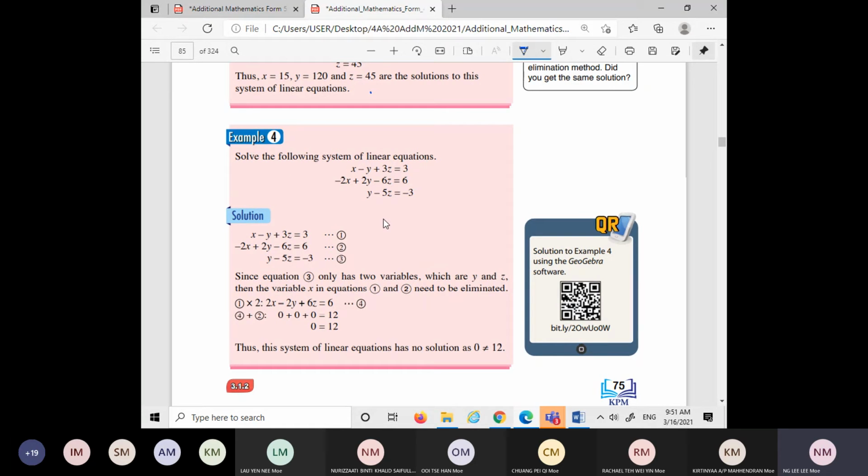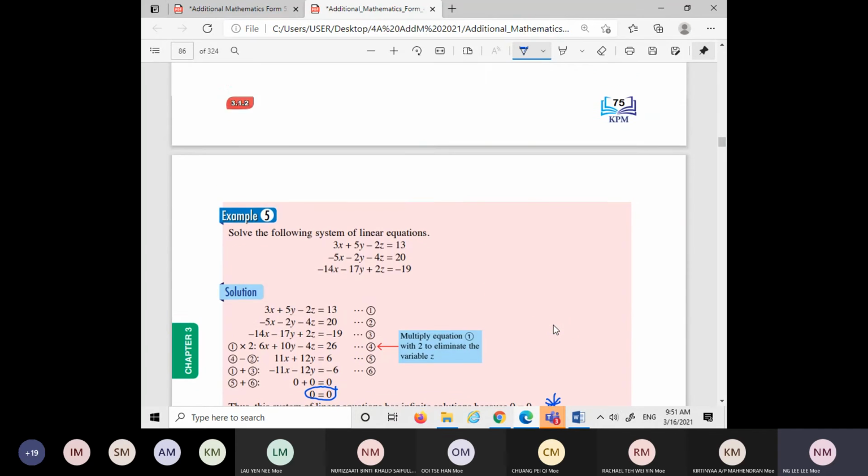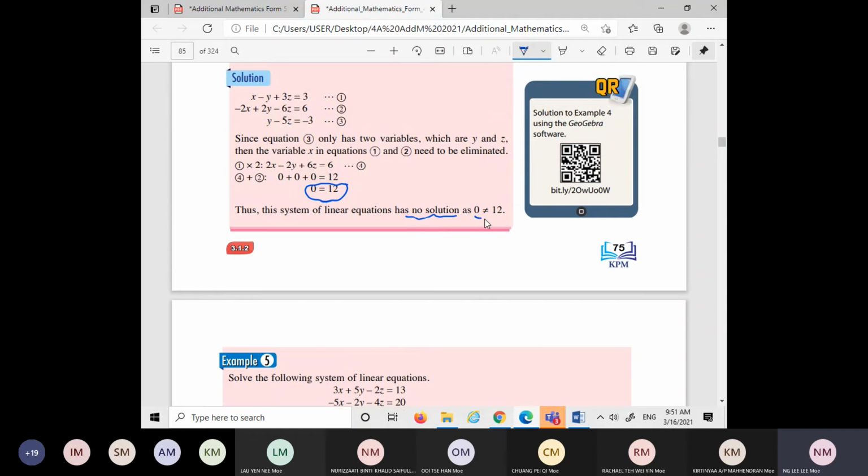So we look at example 4. This one has no solution. When you do it and you get something like this, then the answer is no solution, because 0 cannot be equal to 12. Then look at example 5. When you do it you get 0 equal to 0. Yes, 0 is equal to 0, correct, but I still cannot come to a conclusion. Therefore, this one has infinite solutions. So now you know already, please make notes of it. When you see 0 equals 0, it means infinite solutions. When you see 0 equal to something very weird, then you know this has no solution.